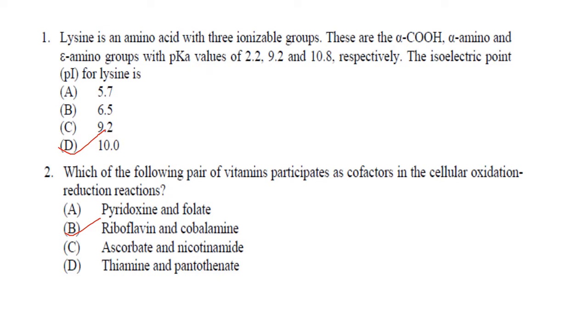Coming to the first question, lysine is an amino acid with 3 ionizable groups. These are the alpha COOH, alpha amino and epsilon amino groups with pKa values of 2.2, 9.2 and 10.8 respectively. The isoelectric point for lysine is... So we can calculate the isoelectric point by adding 9.2 plus 10.8 divided by 2, that is equal to 10. So answer D is the correct answer. Option D is the correct answer.